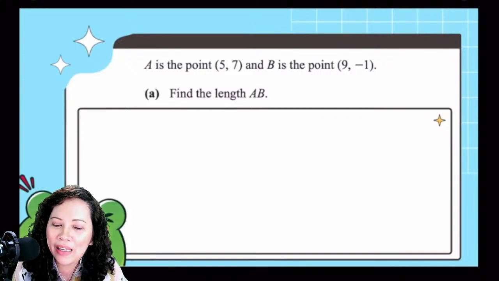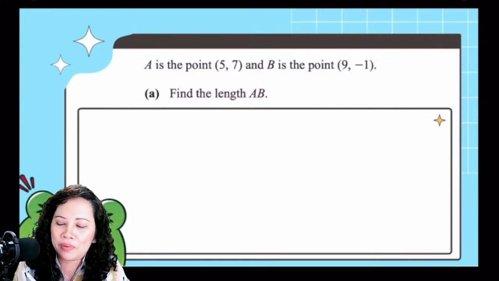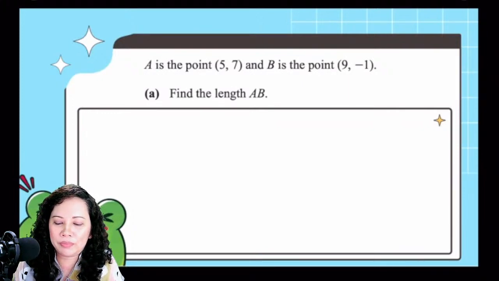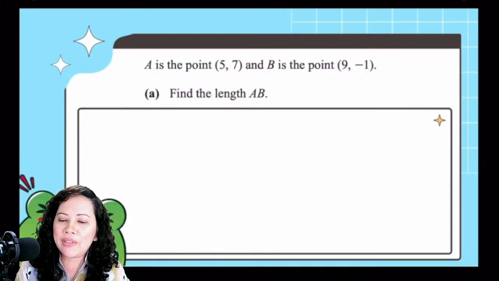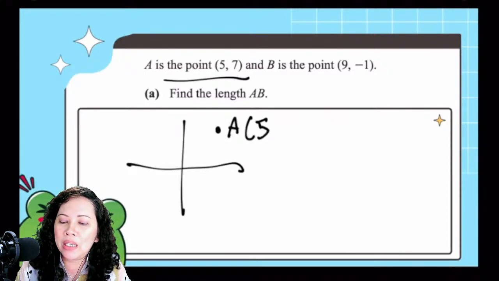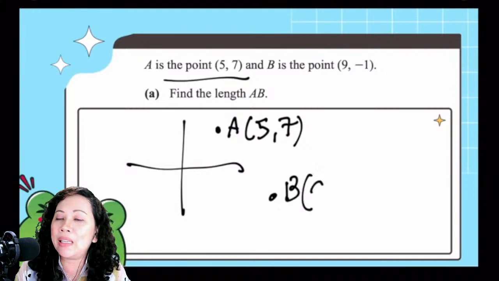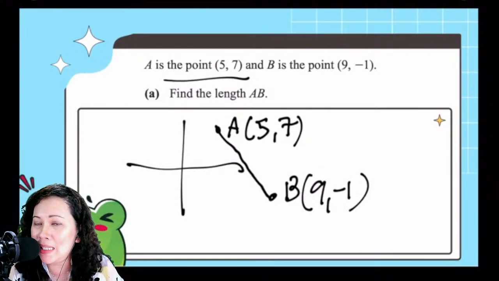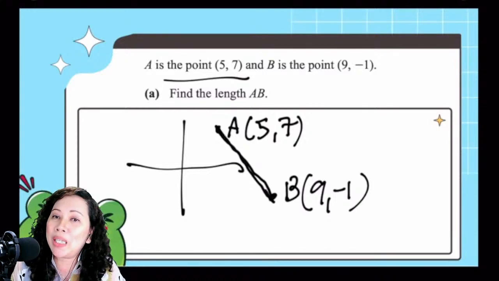So let's say A is here, A is (5, 7). Let's just imagine you have a graph, A is at (5, 7). And then B is (9, -1), so let's say it's here. So this is a line. You are asked, what is this distance?